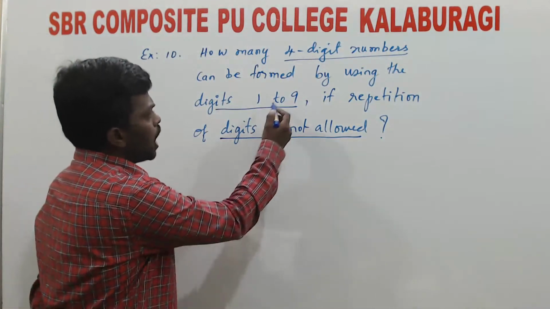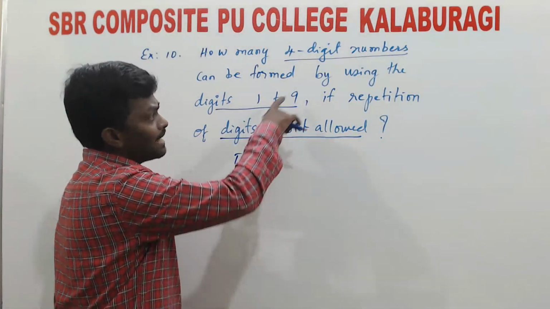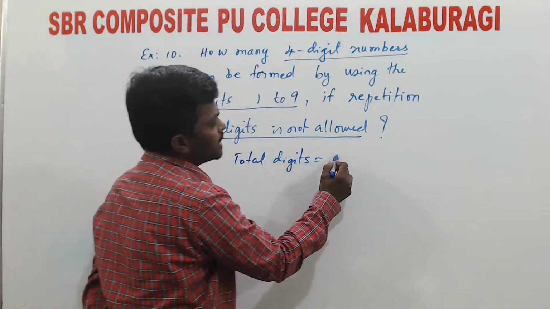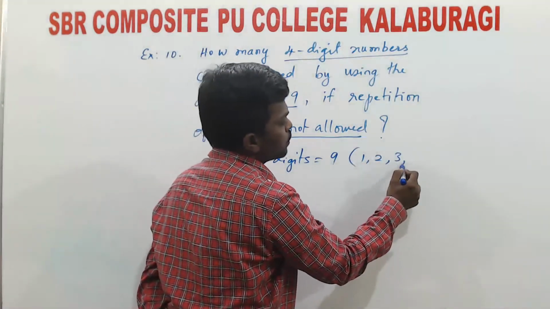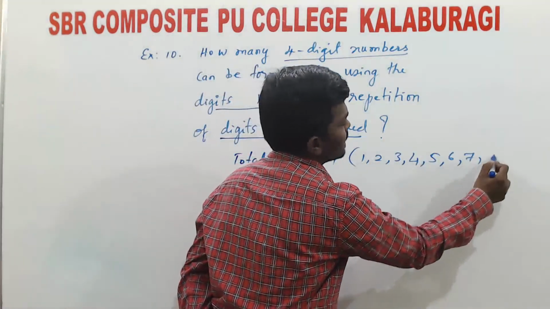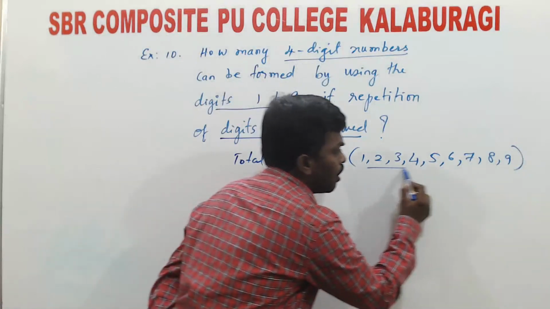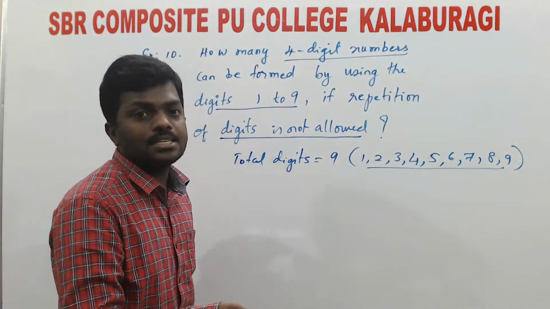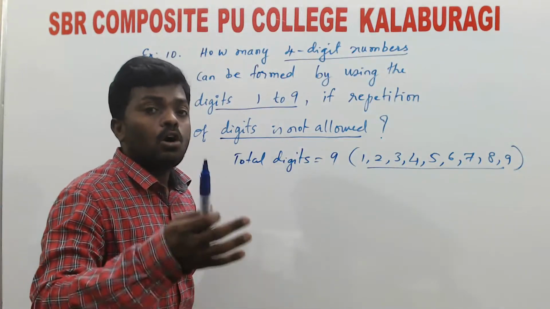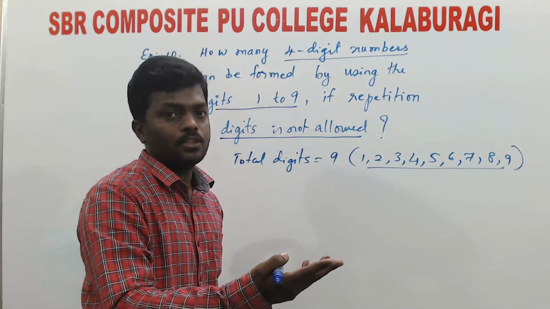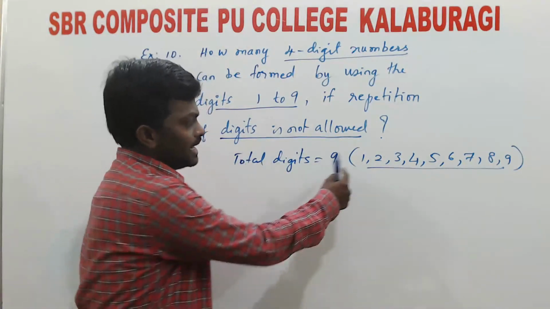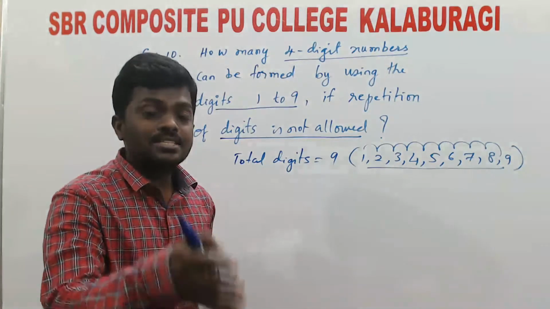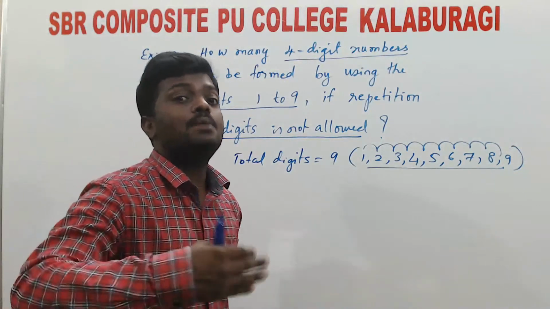Now look here, how many total digits are there, and are they distinct objects? All the digits are different, so the total number of digits is equal to 9. And what are those? 1 2 3 4 5 6 7 8 9. If you observe, all are different, distinct objects. Why am I stressing this? Tomorrow you will understand, because we will study what happens if distinct objects are not there. Till now we studied distinct objects, all are different. Distinct means all are different.